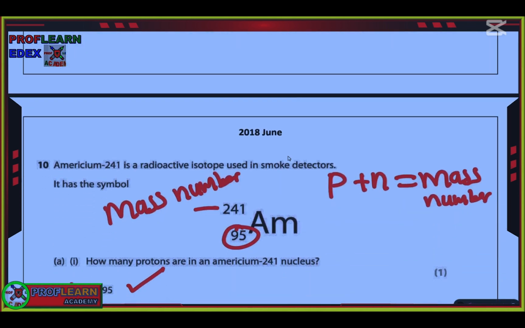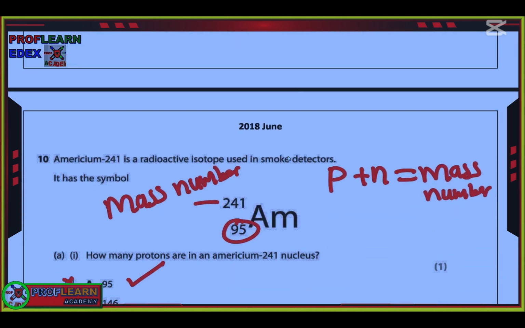Now we are told that americium-241 is a radioactive isotope. What's an isotope? Isotopes are atoms of the same element which have the same proton number, same atomic number, but different mass number. And the difference is due to the number of neutrons available, because protons plus neutrons gives you the mass number, but the proton number remains the same.